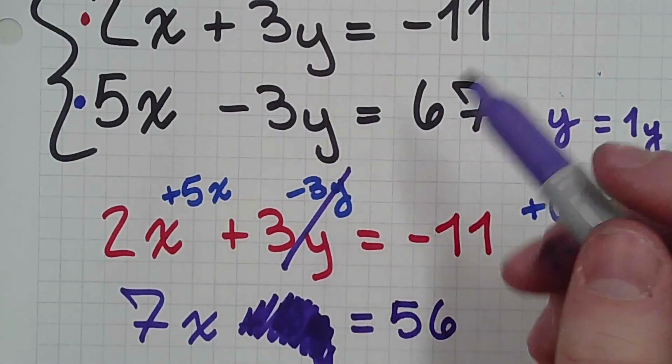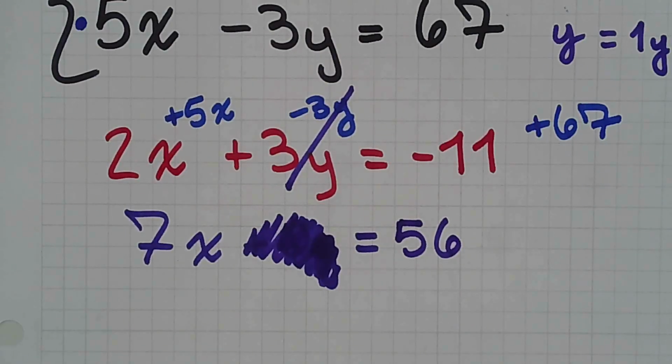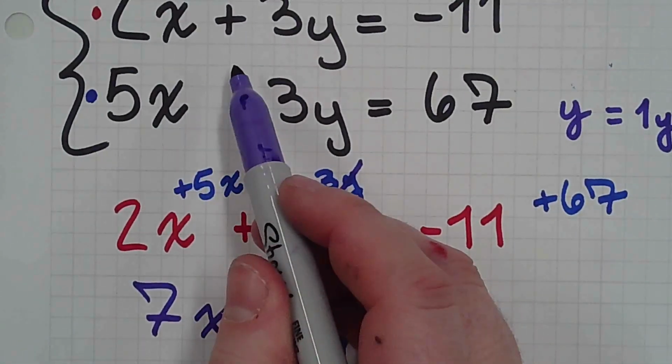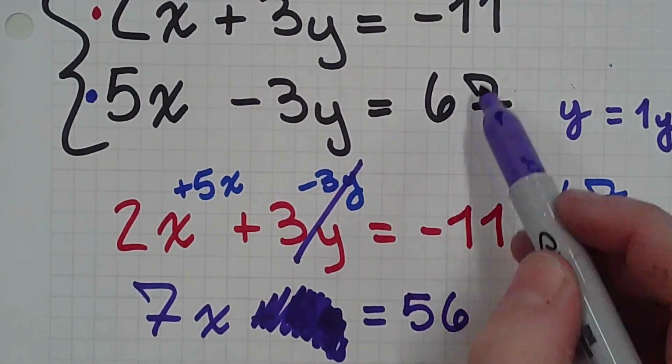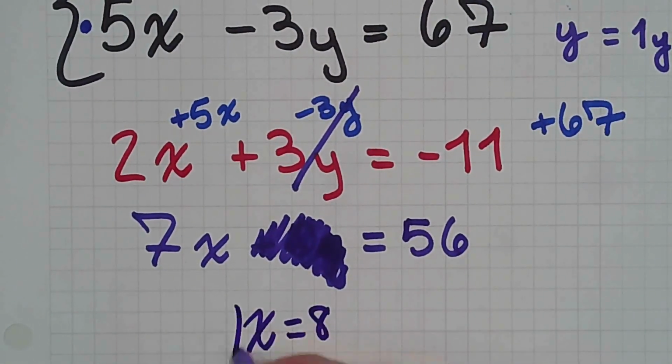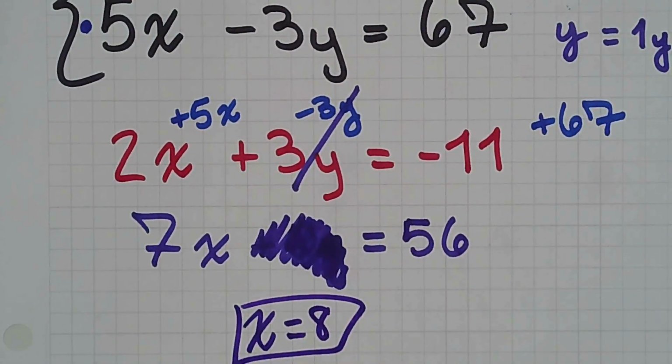3y and 3y, we were able to eliminate them by adding the two equations together, right? Adding the left side of this to this equation and adding the right side of this to that equation. And it got us our answer really quick. X is 8. And after we get x is 8, we plug it in and get the other one.